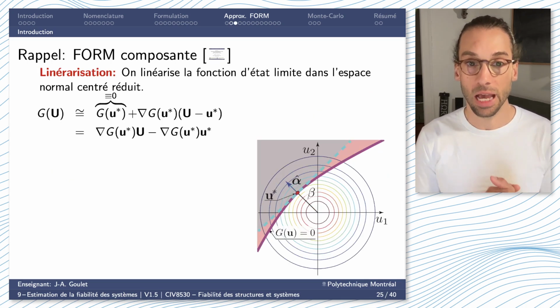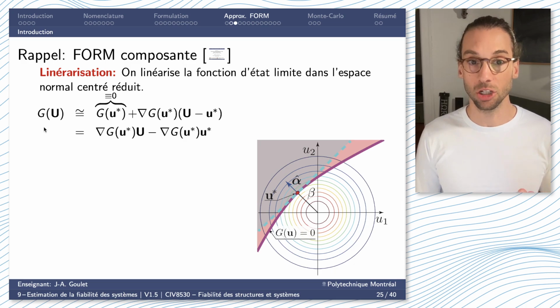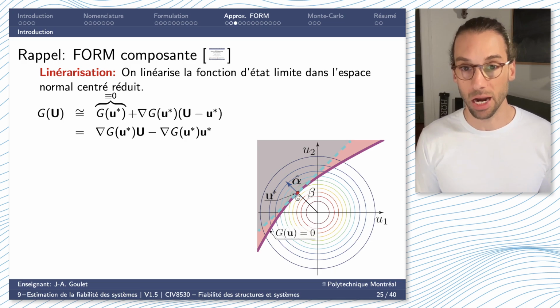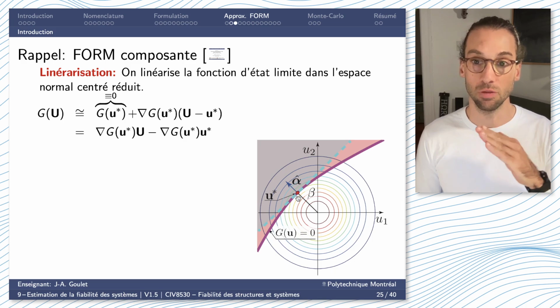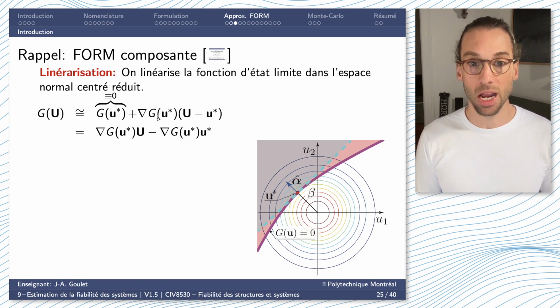So a little recap. Using the form methods, what we're going to do is linearize our limit state function defined in the standard normal space U. So G of U is going to be equal to a linearized form like this, which is going to be G of U star, which is equal to 0 because we're going to linearize on our design point, which is where G of U equals 0, plus the gradient of my limit state function at the design point times U minus U star.